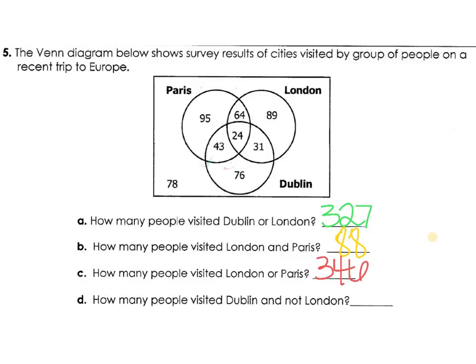We want to look for our Dublin circle, and that would be this one right here. These people visited Dublin and not London. But we also have to include these people right here, because these 43 people did visit Dublin and they did not go to London. Even though they went to Paris, they went to Dublin and not London. So for part D, we would want to add together 76 plus 43. That's going to give us 119. So 119 people visited Dublin and not London.